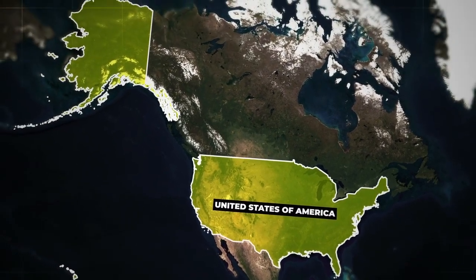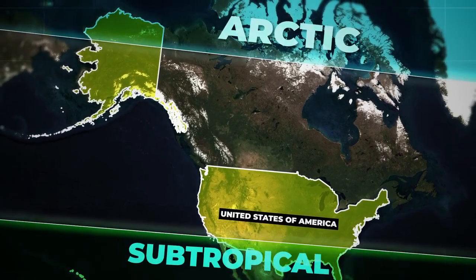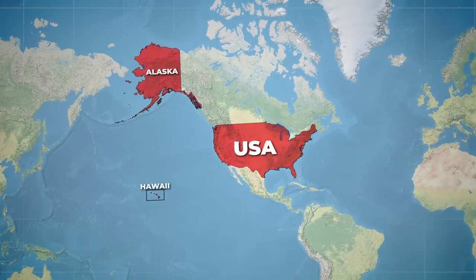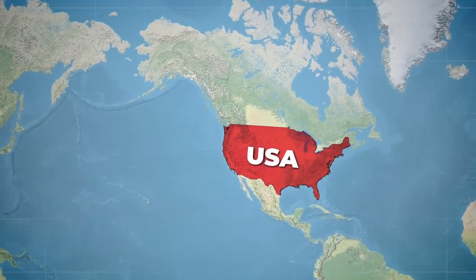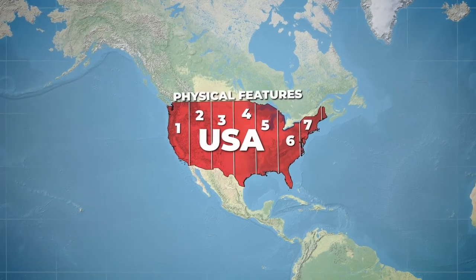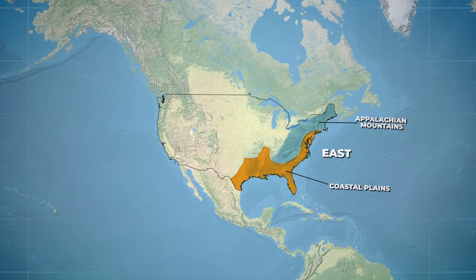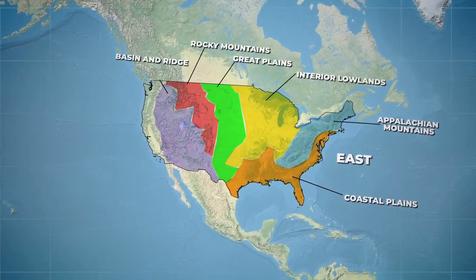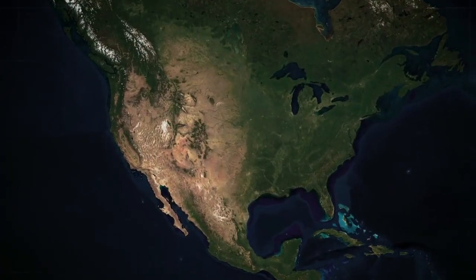The physical environment of the United States spans from the Arctic to subtropical regions, including rainforests, deserts, mountains, and prairies. The mainland USA, excluding the states of Alaska and Hawaii, can be divided into 7 main regions with respect to physical features. Starting from the east: the coastal plains, Appalachian Mountains, interior lowlands, Great Plains, Rocky Mountains, basins and ridge, and coastal range. So let's begin our journey starting from the east.